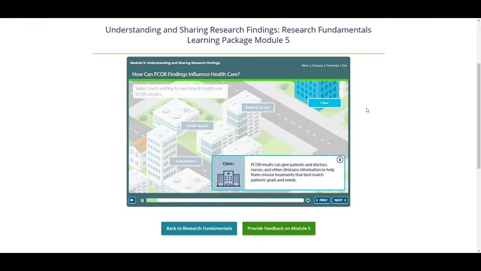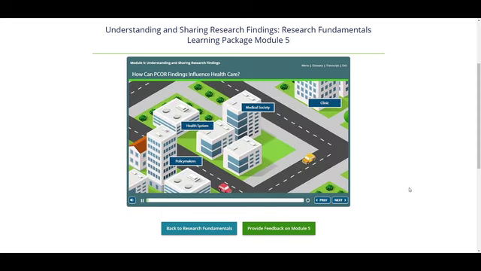PCORI results can give patients and doctors, nurses, and other clinicians information to help them choose treatments that best match patients' goals and needs. A recent PCORI study found that there was no difference in average blood sugar levels measured by a test called an A1C for patients with type 2 diabetes who checked their blood sugar levels several times a week versus those who did not.